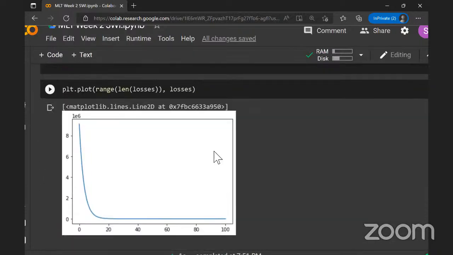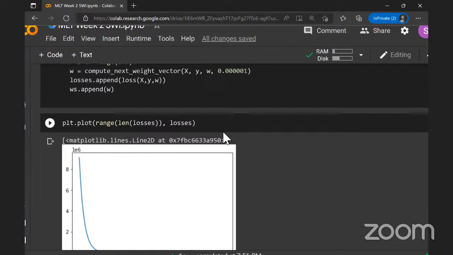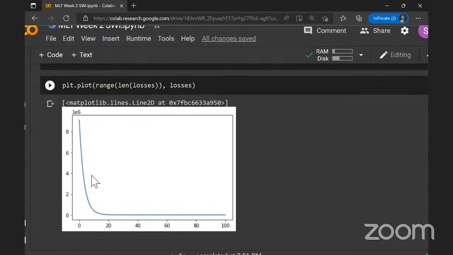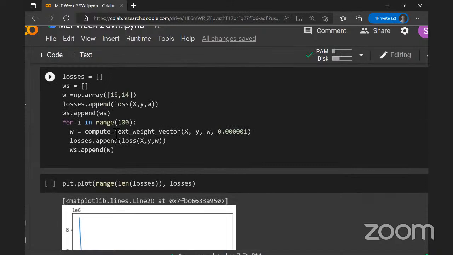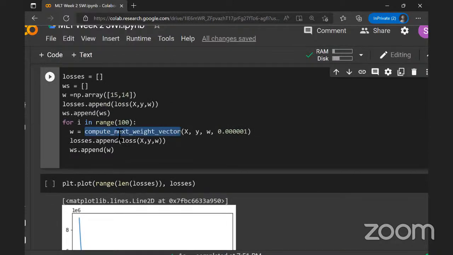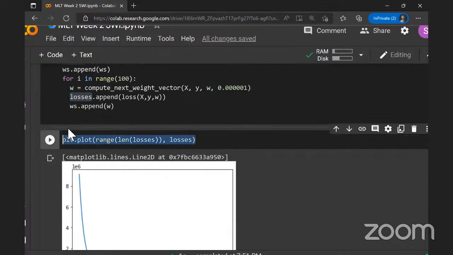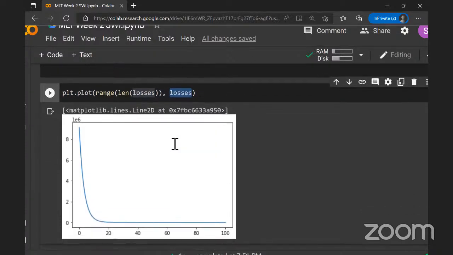So this code explains how the loss function changes with the number of iterations, and it is represented by this graph. All you do is compute the next weight vector with this learning rate and keep computing the loss function. At the end of the loop, you just plot the loss values after every iteration versus the number of iterations, and that's it. You get the answer.